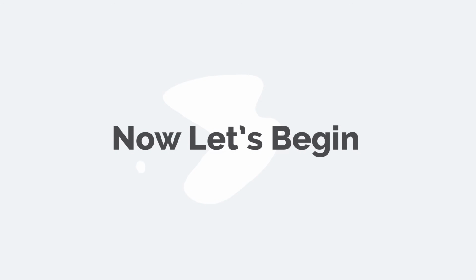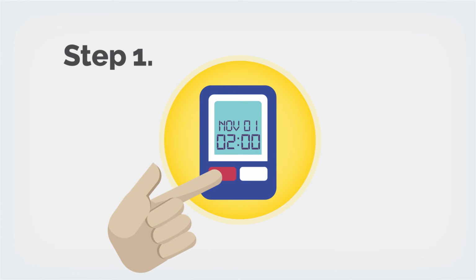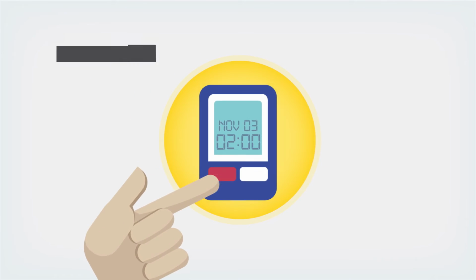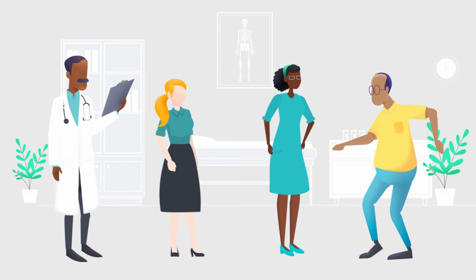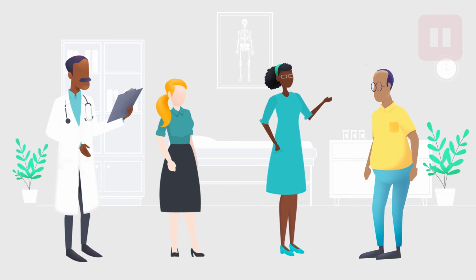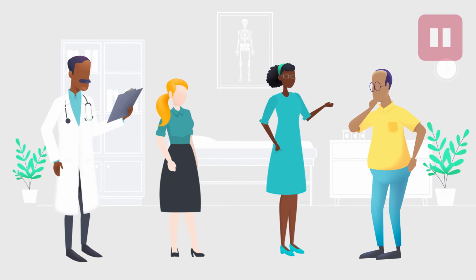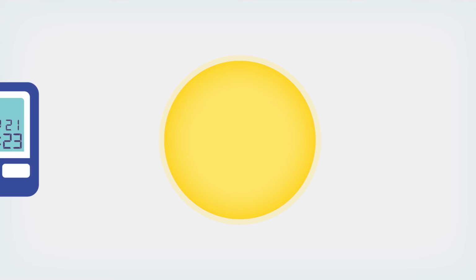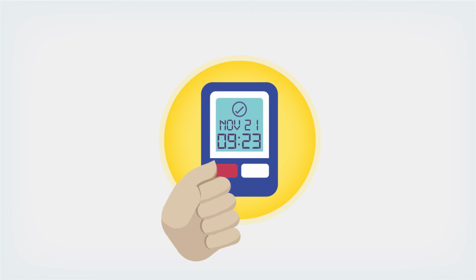Now let's begin. First, set up your meter with the current date and time and calibrate it with a glucose sugar solution. Feel free to have your diabetes team help you the first time. You may want to stop this video to set up your meter now. Once your meter is calibrated, you're all set to test.